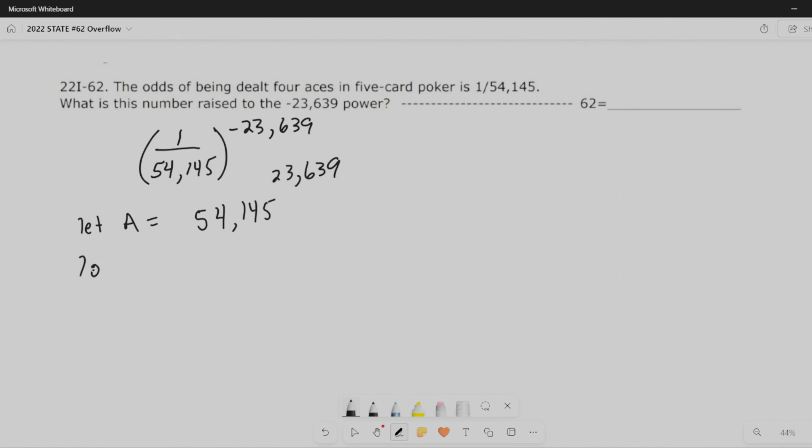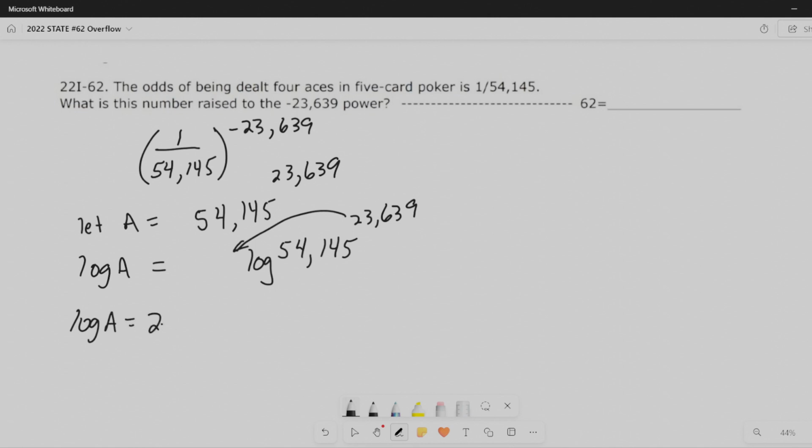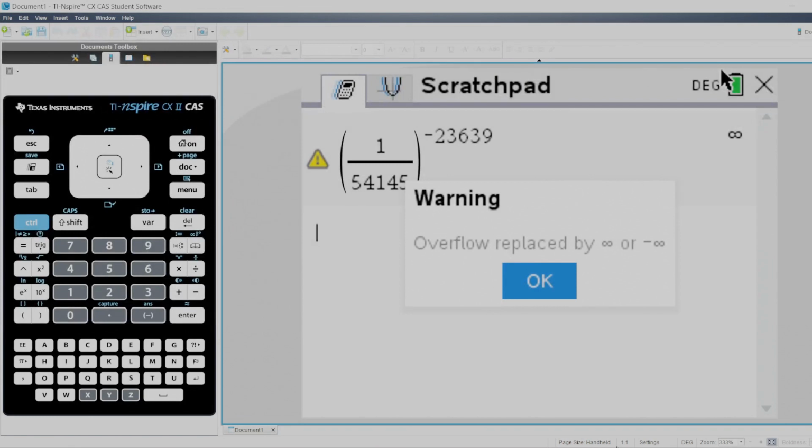Again, I'll take the common log of both sides. And when I take the common log of both sides, I can use the logarithm property, the power property, to put the exponent, the power, in front. So I end up with log of A is equal to 23,639 times the log of 54,145. You put this into the calculator, it scales down the problem. So let's go and do that.